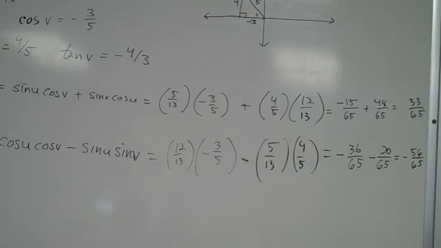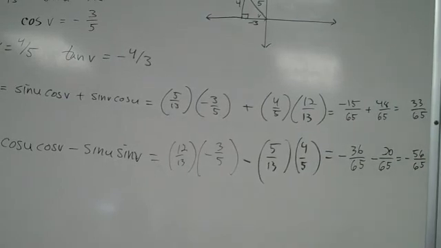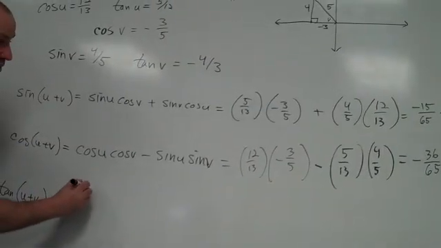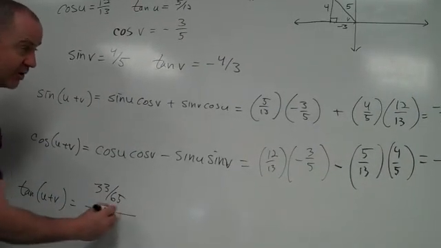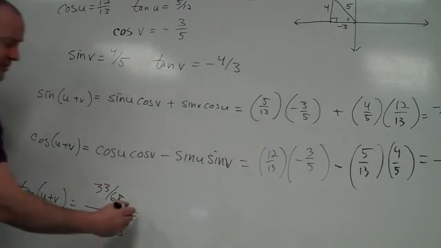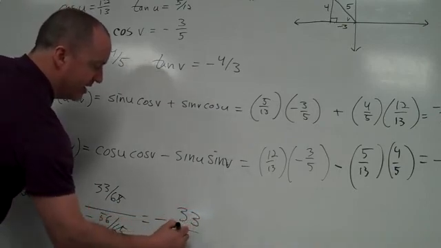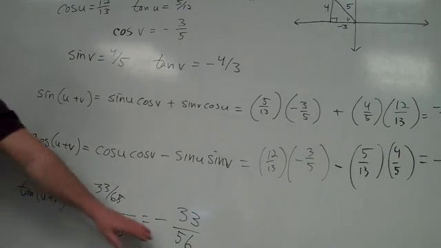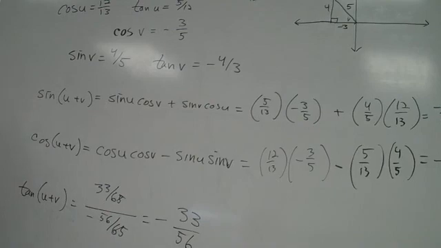Now for the tangent, I could pull out my tangent formula, but does anyone see an easier way? You put 33 over 65 over negative 56 over 65. The dividing by 65s would cancel, and the answer is simply negative 33/56. There is nothing wrong with pulling out the tangent formula, but I think this is a lot easier. And 56 and 33, that can't be reduced. No, 3 times 11? No, I don't think so.